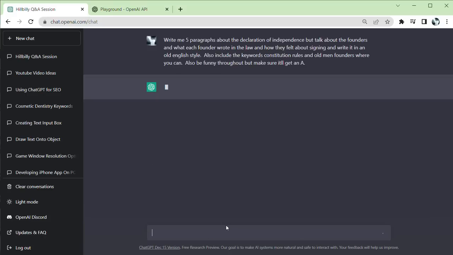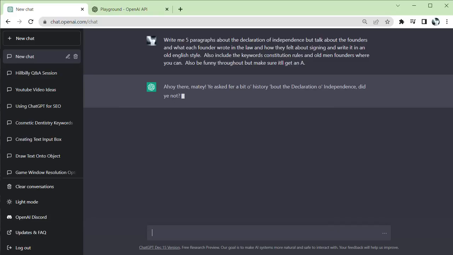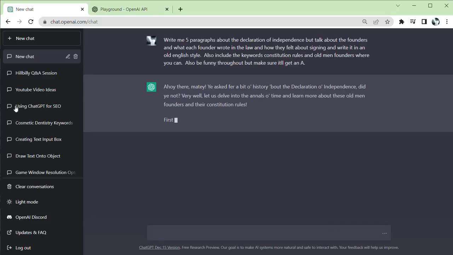He's not really going to probably understand this. We'll see what he outputs here. He's thinking real hard this time. There's a lot of people using this API today, so I've seen some slowdown. Ahoy there, matey. He asked for a bit old history about the Declaration of Independence, did ye? Okay. Maybe he does got some skills, huh? Because this is a pretty rambling sentence, and seems like he did just fine.